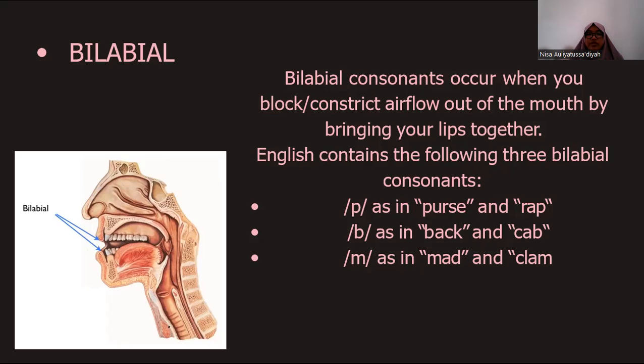The bilabial consonants are p, as in purse and wrap, and then b, as in bag and cab, and then m, as in mad and calm.